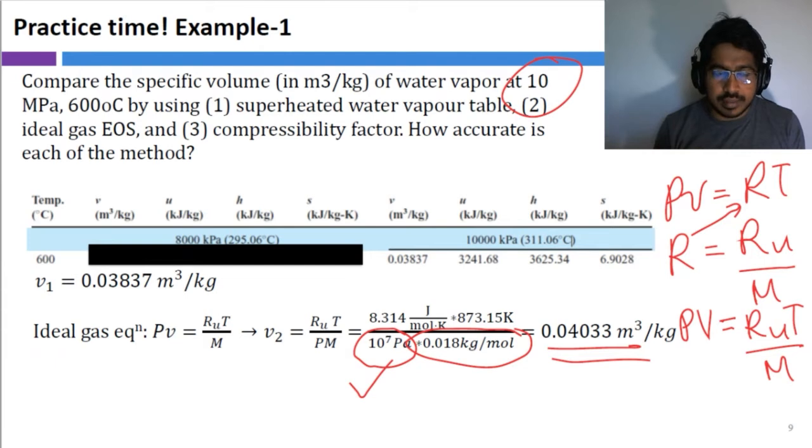So to summarize what I just said, if we have property tables, it's always a good idea to go for the property tables first, right? And then if we do not have property tables, then we can look into the ideal gas equation, or the gas equation modified for real gases using the compressibility factor. Did I answer you, Dami?